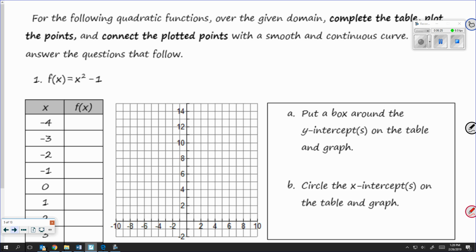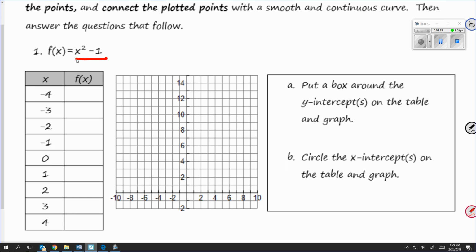Okay, so if we look at number 1, we're going to fill in our table first. Now, again, in your calculator, you would be able to do this. In your calculator, you would have parentheses, -4 squared minus 1, parentheses, -3 squared minus 1, and so forth, okay? But we know that -4 squared, and remember it's on the board too, 4 squared is 16. 16 minus 1 is 15. -3 squared, we know 3 squared is 9, minus 1 is going to give me 8.